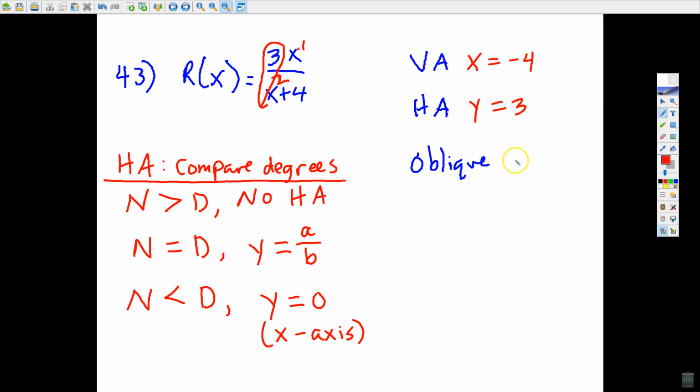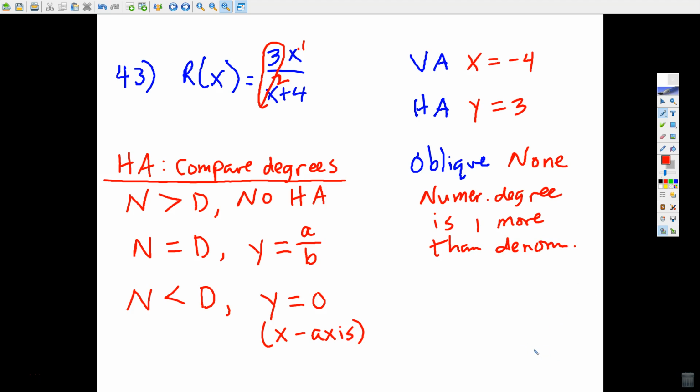For oblique asymptotes, we don't have one here, but here's how you'll know if you do. Oblique asymptotes will have the numerator degree is 1 more than the denominator. I think on our next problem we have one. And I'll show you how to find it. Have we done long division with polynomials in here? Okay, so we need to go through some long division. Okay, so we're finished with this problem. We've identified a vertical asymptote, a horizontal, and there is no oblique.